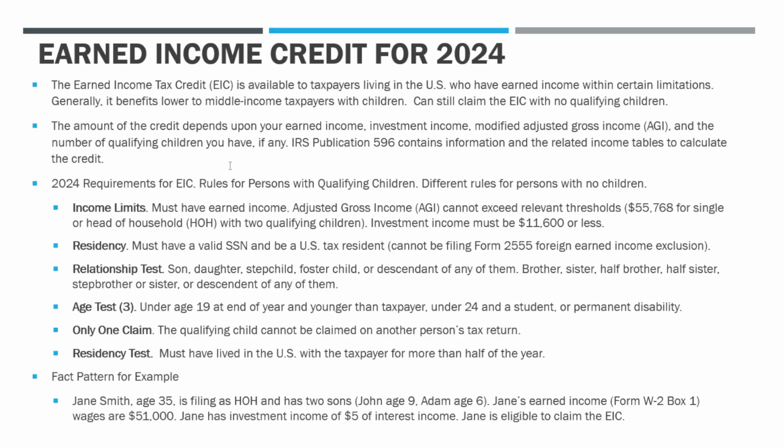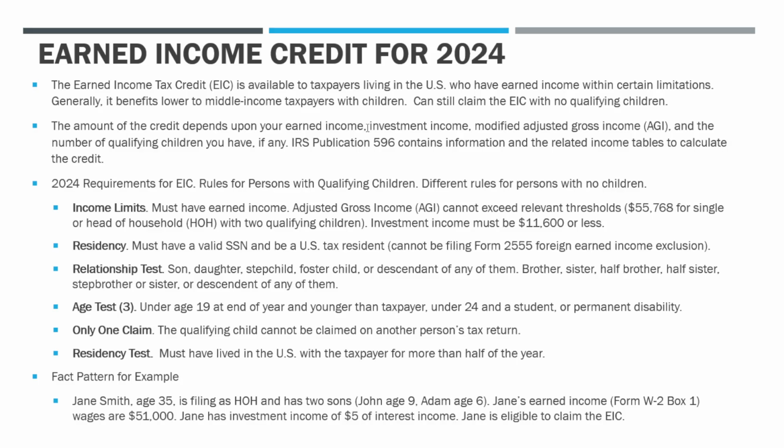Now, generally, this credit is going to benefit the lower to middle income taxpayers, and more so the individuals that have children, because that'll boost the credit a bit higher. And when we look at the tables later on, you'll see what I mean there, because the income limits phase out pretty quickly. So as your income climbs above those thresholds, you won't be eligible for it. And you'll also see that as you add qualifying children, the credit amount does increase as well.